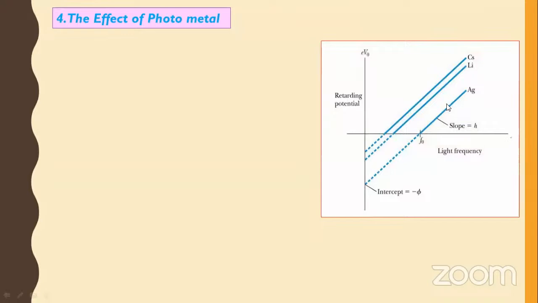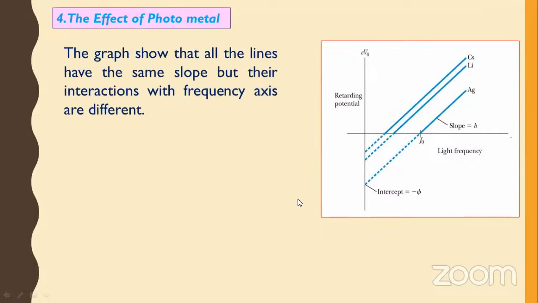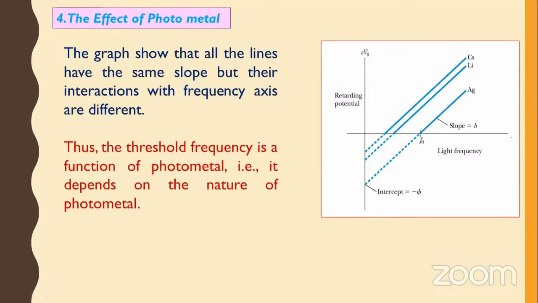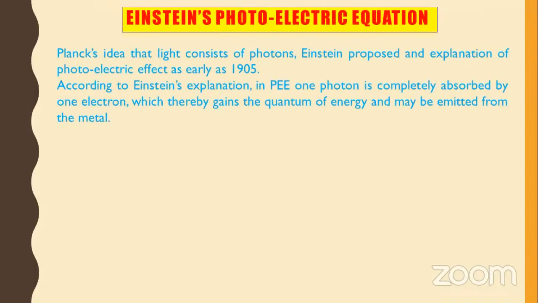So see here, different alkali metals have been checked, and what is the light frequency? Frequency also changes here according to the retarding potentials. See this. What is Einstein's photoelectric equation?